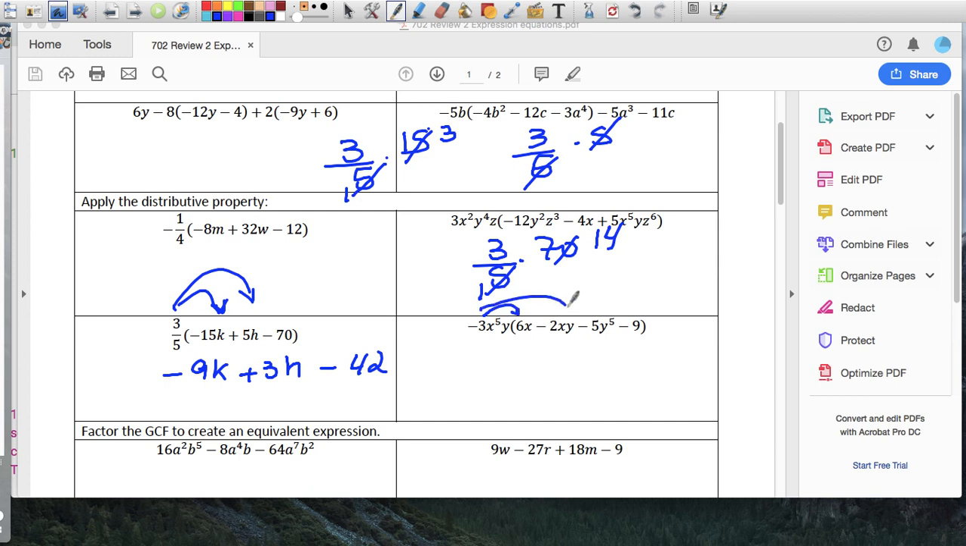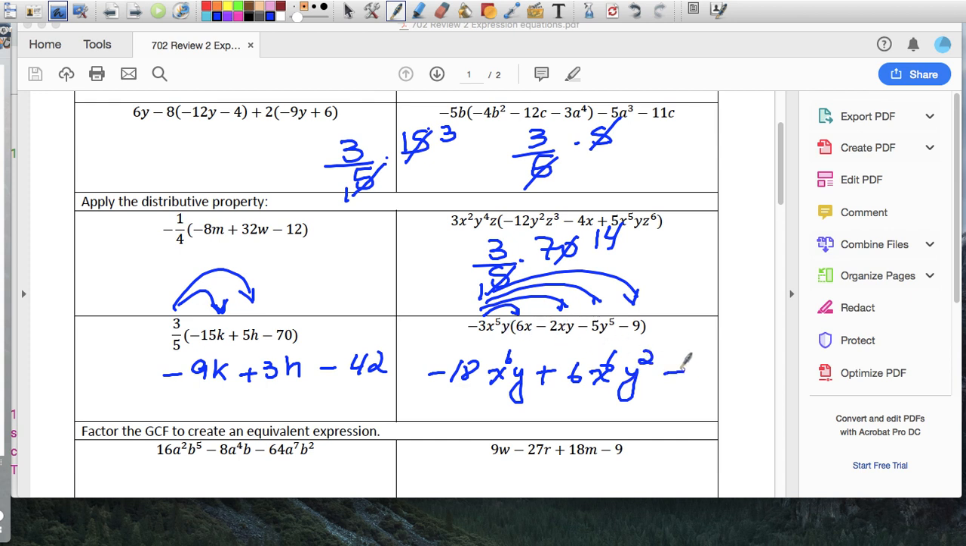So do these two, then these, then this, this. So you can apply the distributive property 4 times. A negative and a positive is a negative. 3 times 6 is 18. x^5 with x is x to the 6. And don't forget the y. Negative and negative is positive again. 3 times 2 is 6. x^5 with x is x to the 6, and y gives you y squared.